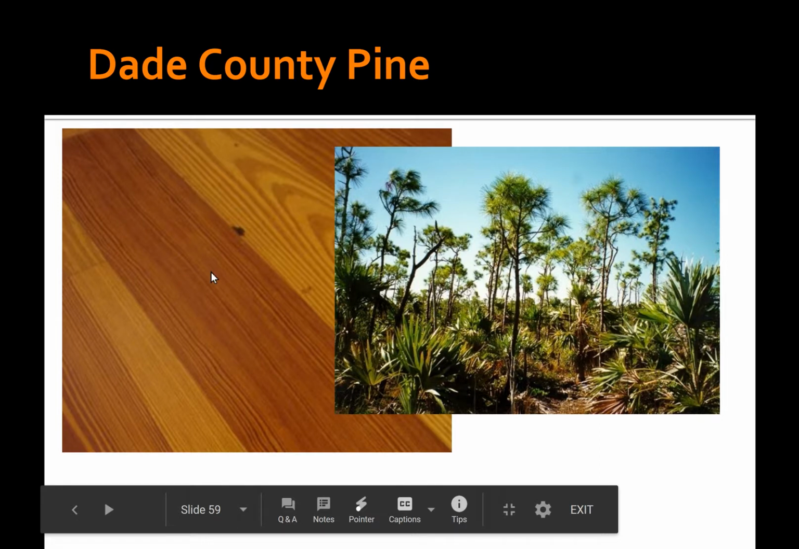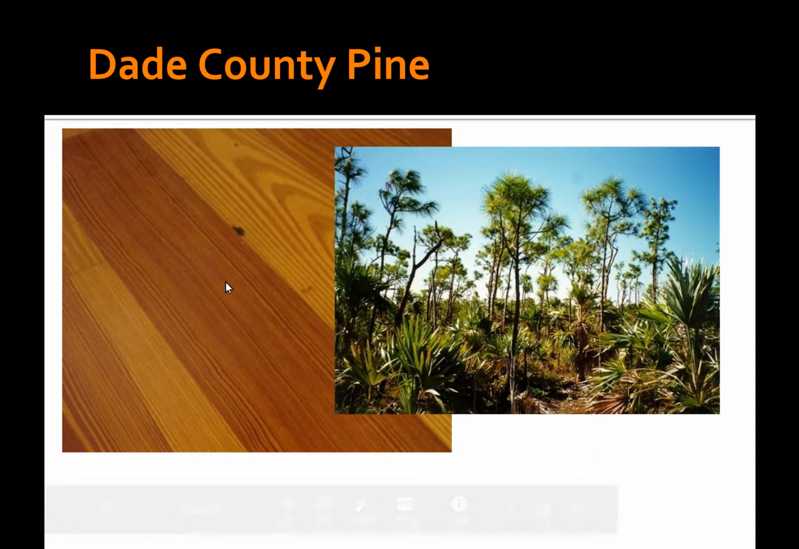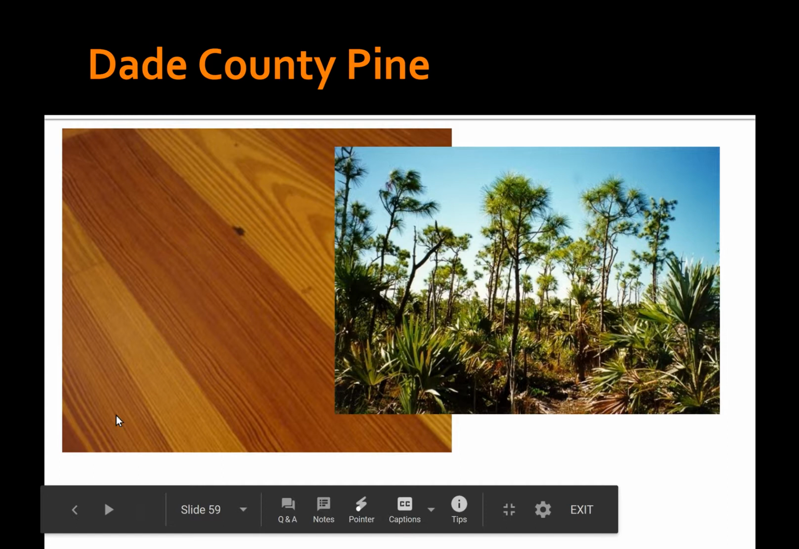We talked about Dade County pine, practically termite proof, and the old Florida crackers, when they built their houses in the early 1900s, insisted on this pine. It's kind of an oily pine because they said it was virtually termite proof and you couldn't even drive a nail through it.